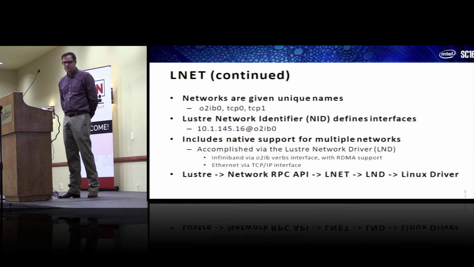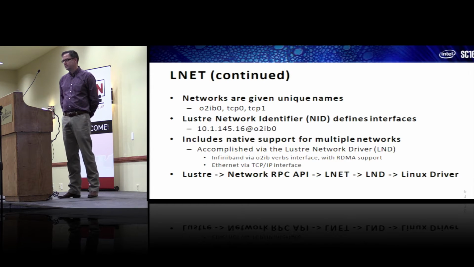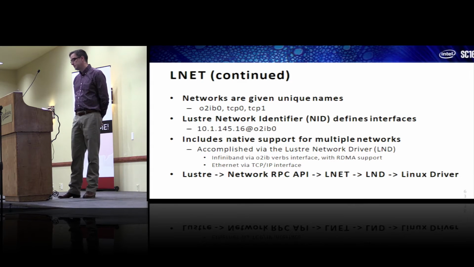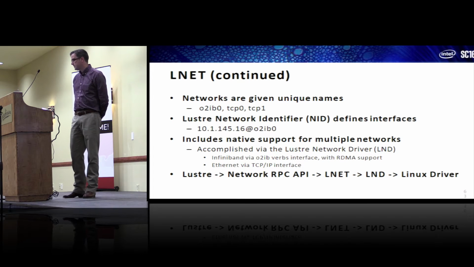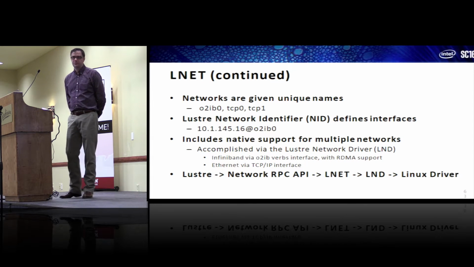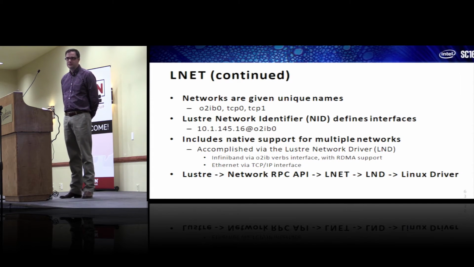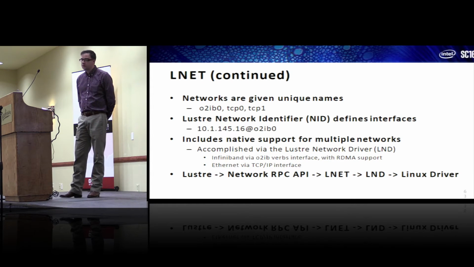Networks themselves are given unique names. We roughly take interfaces that are already configured, Ethernet or InfiniBand, and we give them unique names like O2IB, which means InfiniBand in Lustre, or TCP, which means Ethernet in Lustre. And we qualify what a network is, and this is just a logical mapping on top of the physical network itself. We can support multiple interfaces at the same time, so you can simultaneously serve Lustre from InfiniBand and Ethernet, although it's not generally recommended due to performance concerns. You can mix and match and do a lot of different things in this LNet networking layer.